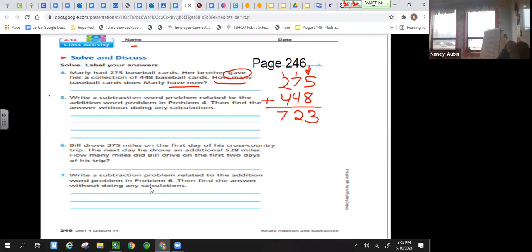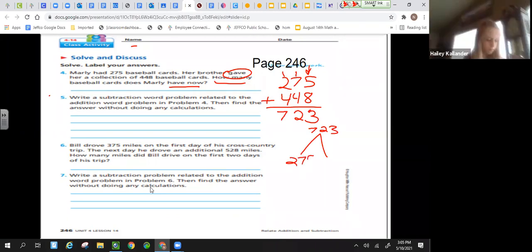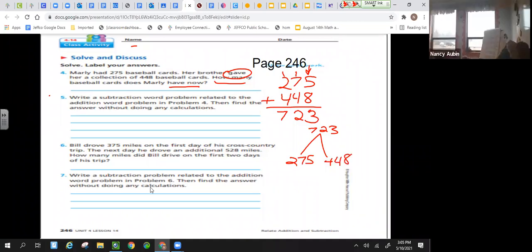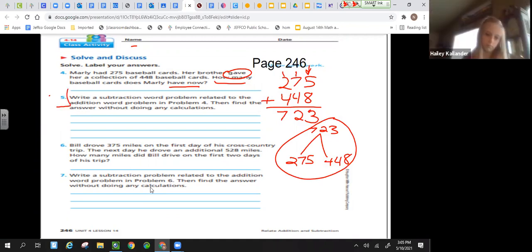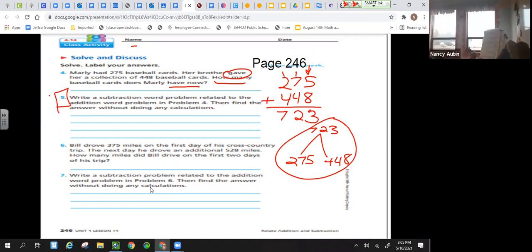Okay, so here's what I want you to think about. Think of it as a math mountain. You have 723 as your sum or your total. Your add-ins are 275 and 448. We're going to use this math mountain to do number 5. So here's your challenge. Write a subtraction word problem related to the addition word problem in number 4. Then find the answer without doing any calculations. Okay, so we're going to keep the baseball cards as our unit because it needs to be related.